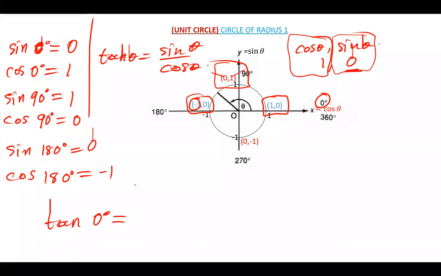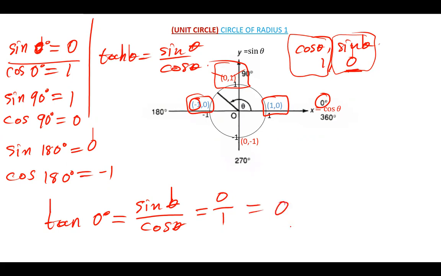So tan theta, we said it's equal to sine theta over cos theta. So sine 0, we said sine 0 is equal to 0 there. Then everything divided by cos 0, the answer is 1. So 0 divided by 1, the answer is 0. So tan 0, the answer is 0.